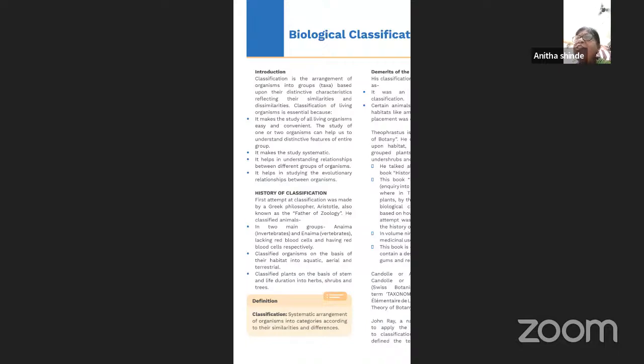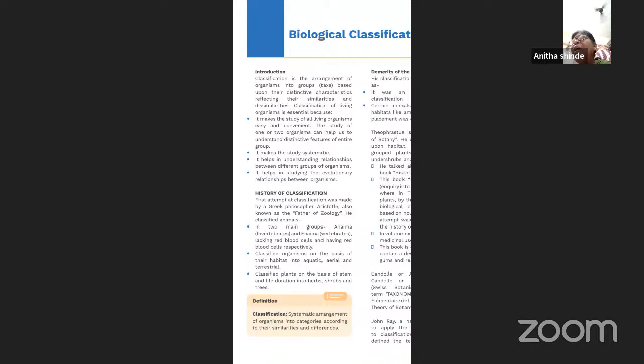So why is this classification important? Why do you need this classification? Is it essential? Because there are a number of plants and a number of animals, so it is very, very difficult. In those days, it was very difficult to classify the plants and the animals. For that reason, several scientists worked on this concept, and they gave us, in a very simplified way, the classification of the animals.